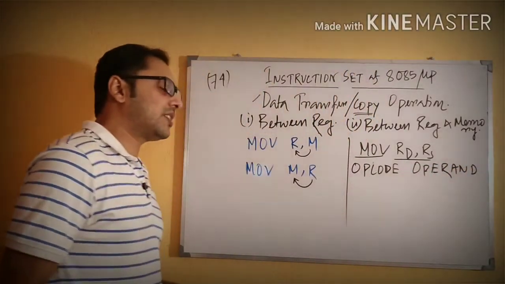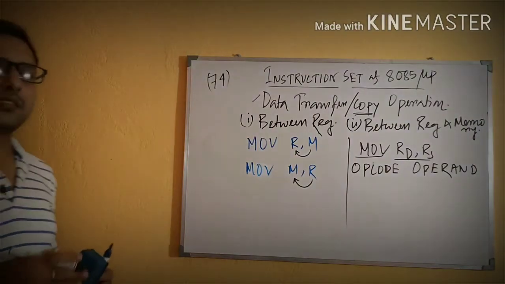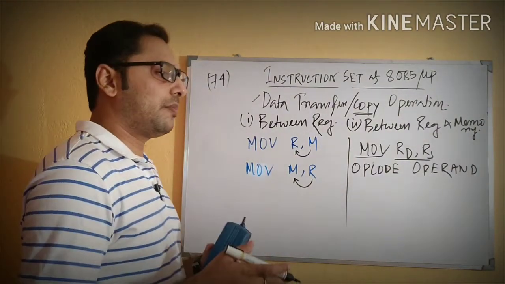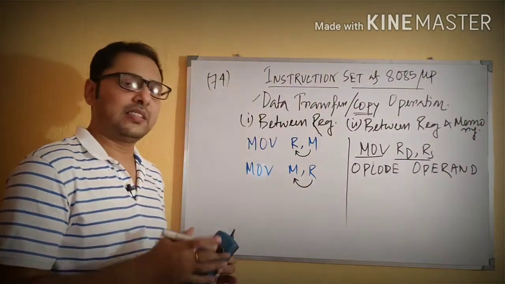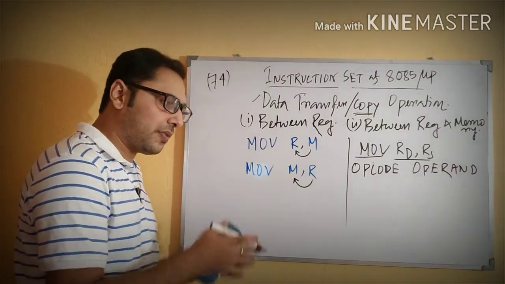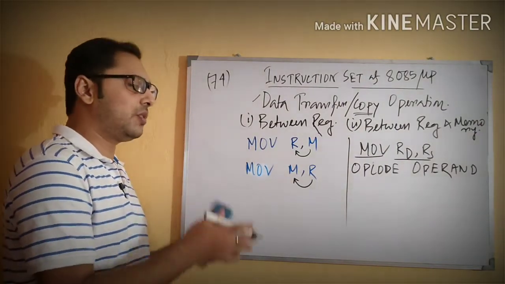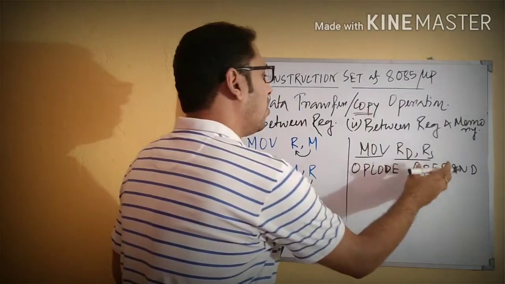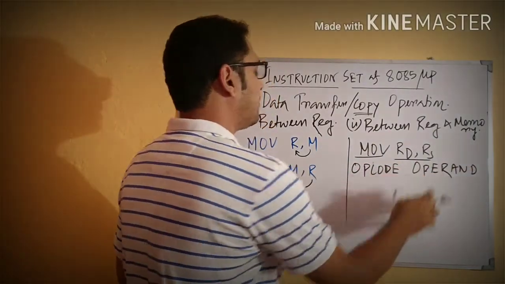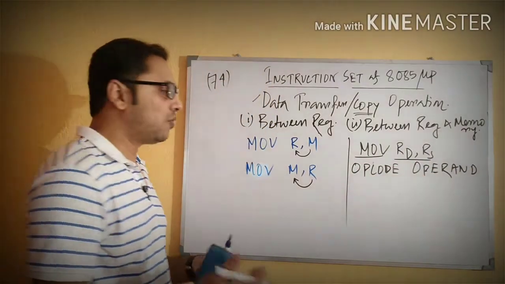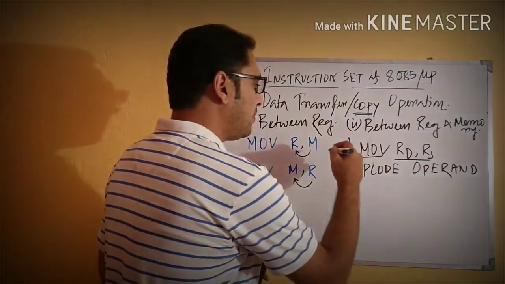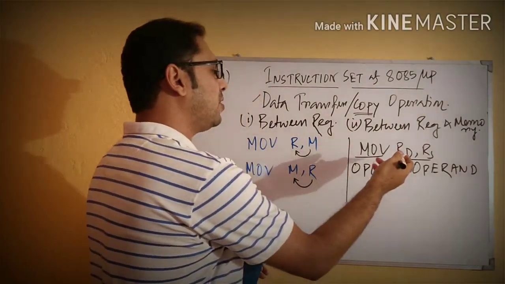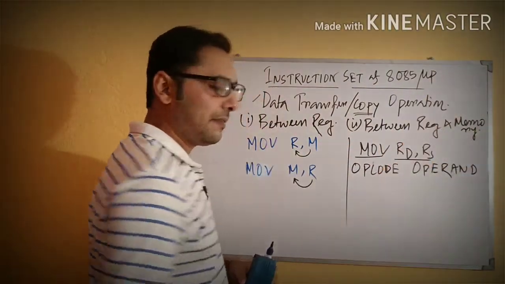So I am repeating it once again. The mnemonic normally has two parts, opcode and operand. Opcode defines the task that we want to perform. Operand means on which this operation will be performed. So here the operation is the moving operation. The opcode is MOV, and the operands on which we want to perform the moving operation are Rd, Rs.